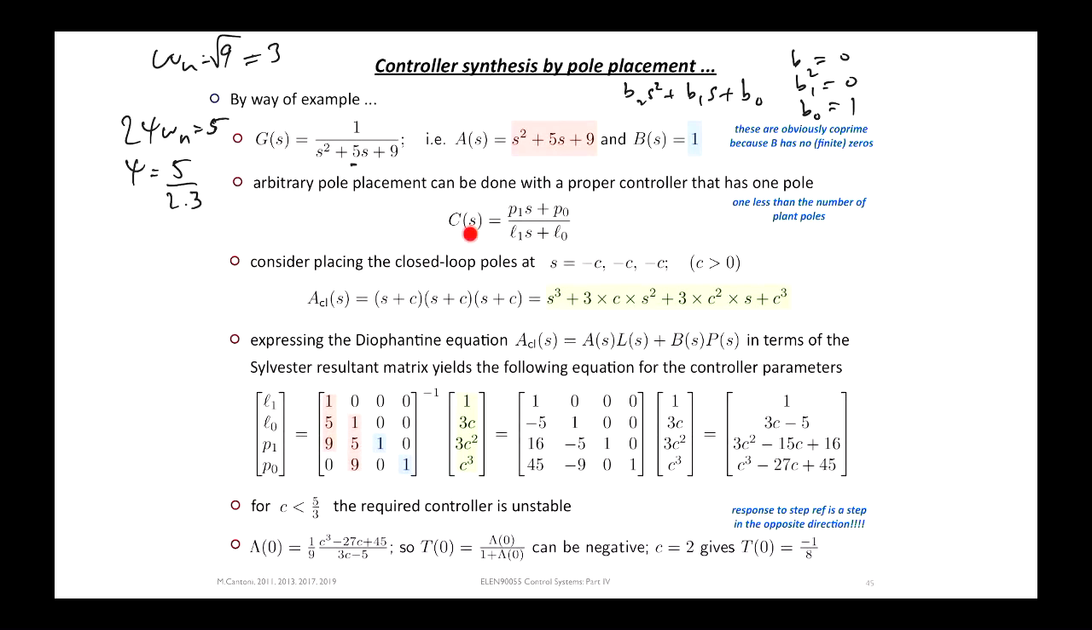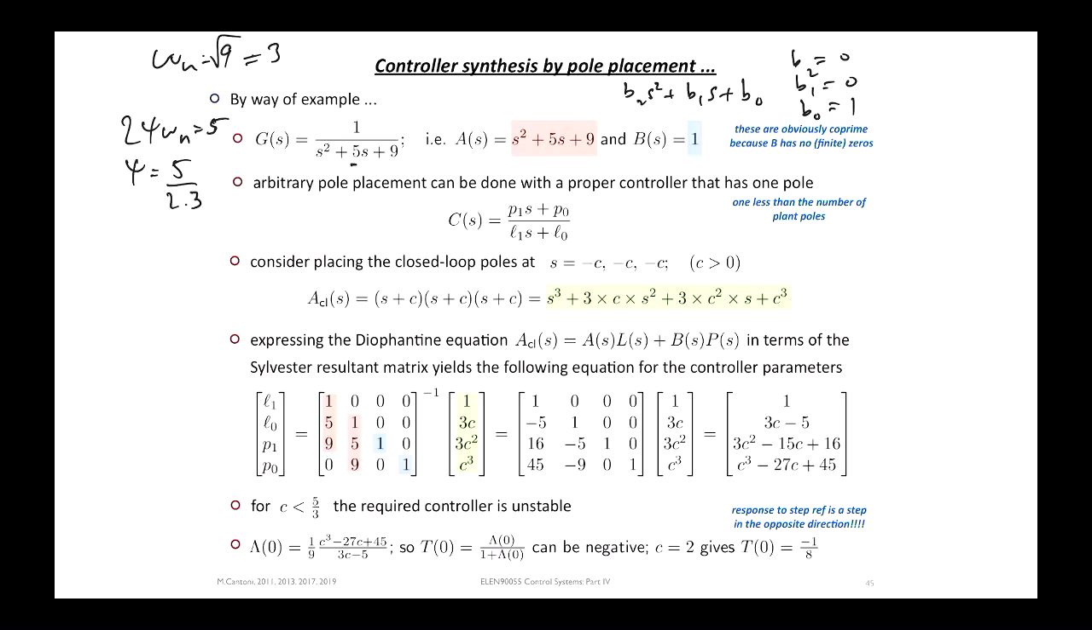Let's choose the controller so that the degree of its denominator is 1 less than this, because that will give us the right number of equations to be able to solve for the number of unknowns that we have. It'll make the Sylvester matrix square so that you can invert it.